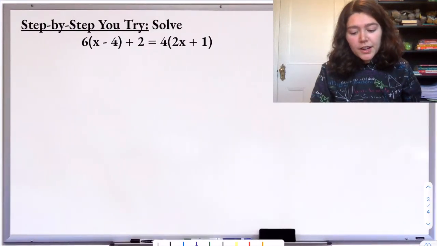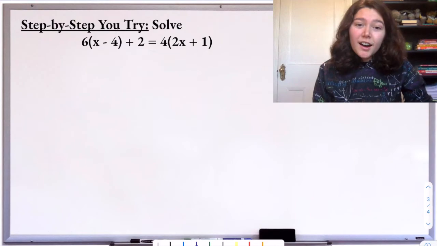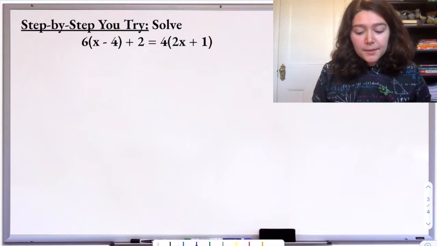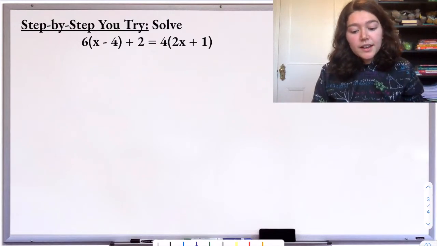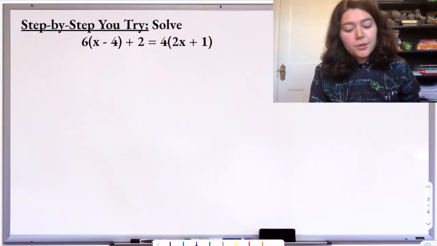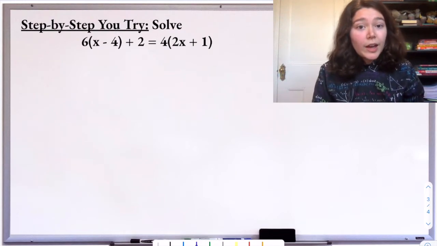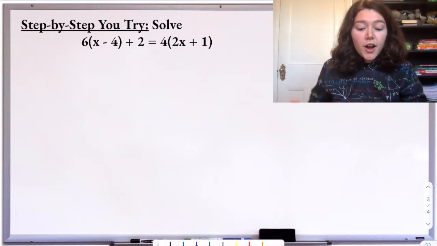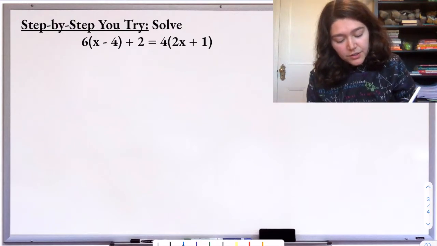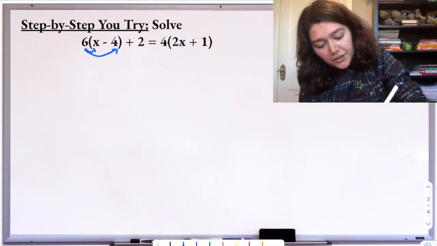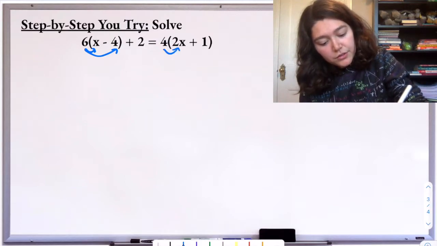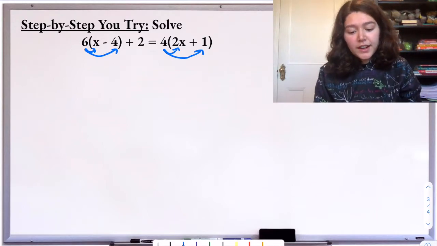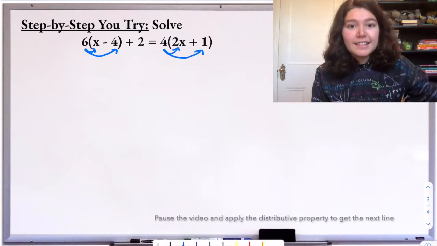Okay, great. So now we're going to try a step-by-step you-try. I'm going to have you do it, but we're going to do it one step at a time. So here I have 6 times the quantity x minus 4, plus 2, equals 4 times the quantity 2x plus 1. Step number 1 is we need to distribute. We have parentheses with a coefficient out front on both sides of the equal sign. So we're going to need to distribute our 6 to the x and to our minus 4, and then also distribute the 4 to the 2x and the 4 to the 1. So go ahead and do that, and then tell me what the next line is going to be after I distribute.